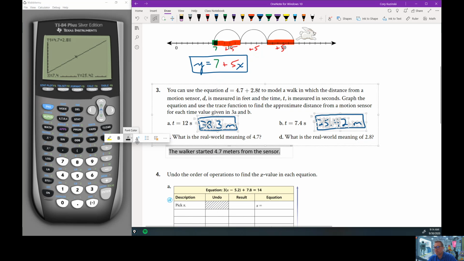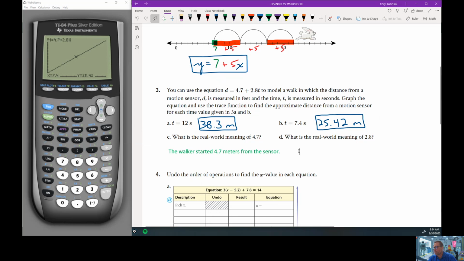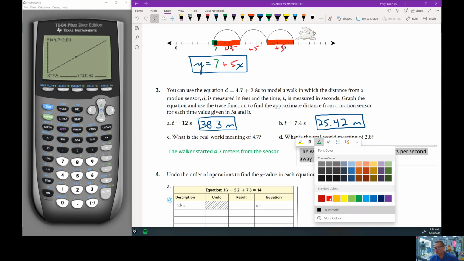Let's put that in green because I've been using green to indicate starting location. What's the real world meaning of the 2.8? And that is the walker is going at a rate of 2.8 meters per second away from the sensor. Should probably indicate away from the sensor because it's a positive value. Let's do that in red, because I've been showing rates in red.